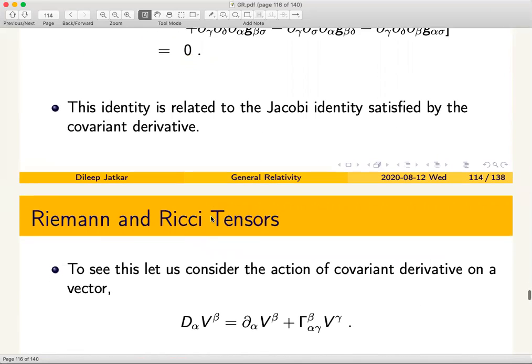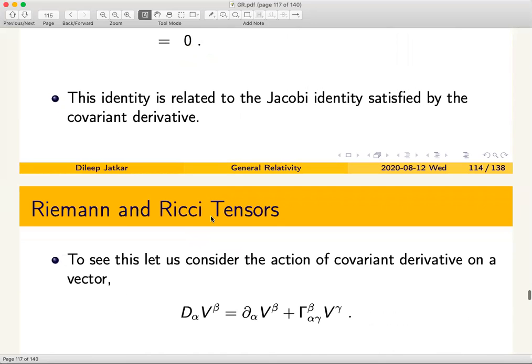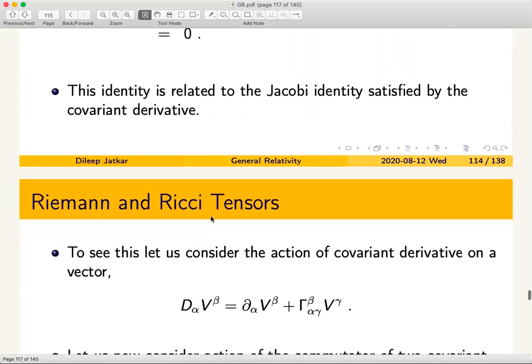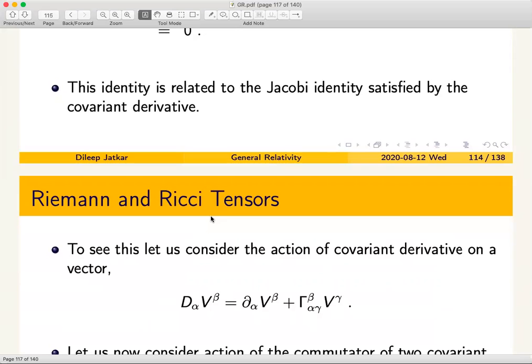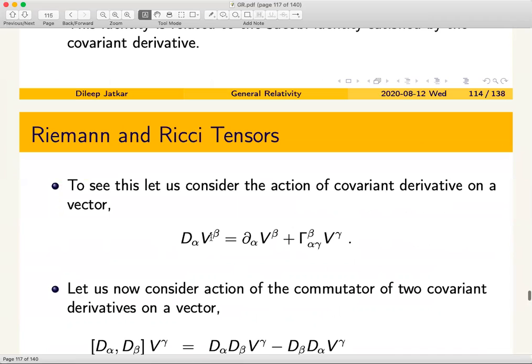In fact, this identity is related to the so-called Jacobi identity satisfied by the covariant derivatives. To get that relation, let's look at how the covariant derivative acts on, say, a contravariant vector. This relation is given by the d alpha on v beta. Remember, when you have a contravariant index and the covariant derivative is acting on it, you have a plus sign here. If you have a covariant index, then you have a minus sign. That is how the covariant derivative acts. So this is how the action of the covariant derivative is defined on a contravariant vector.